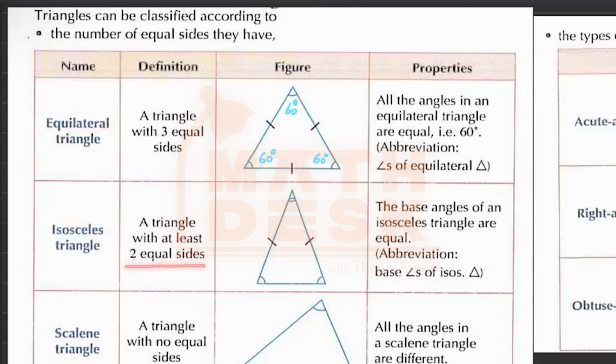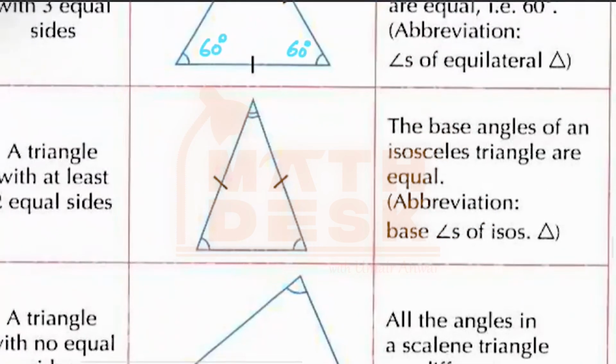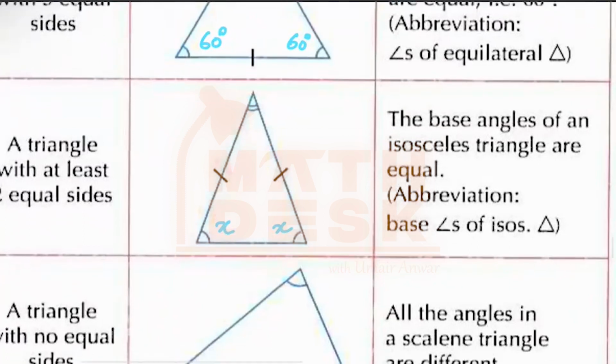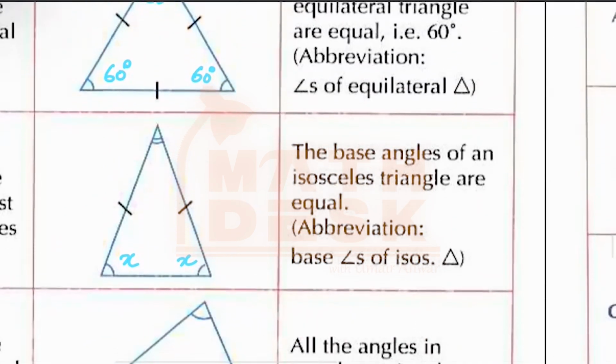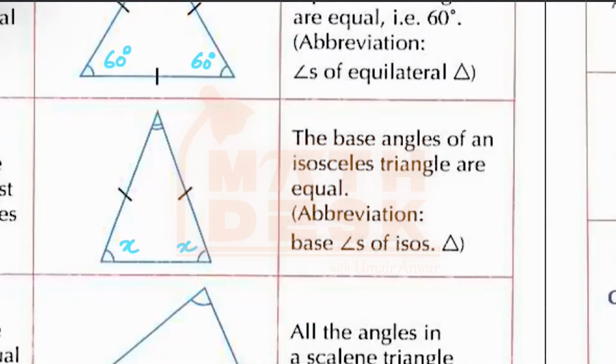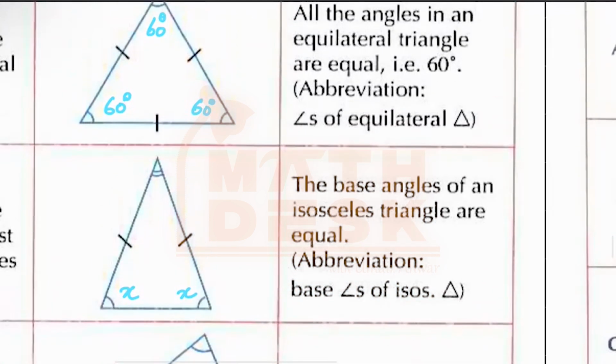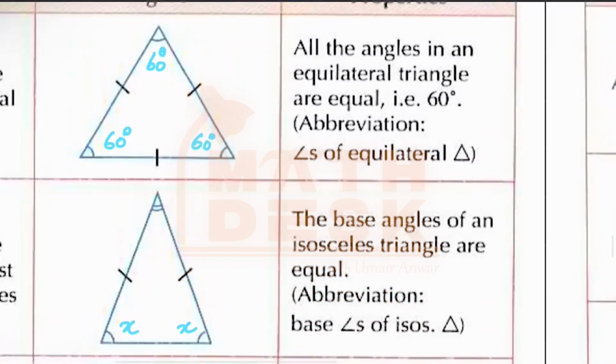equal sides. And additionally, the angles opposite to the equal sides are also equal to each other. So if this angle is x, this is also going to be x. And this concept is written using an abbreviation, base angles of isosceles triangle, which shows that the angles must be equal because they are opposite to equal sides of an isosceles triangle. And the abbreviation for equal angles of an equilateral triangle is angles of equilateral triangle.